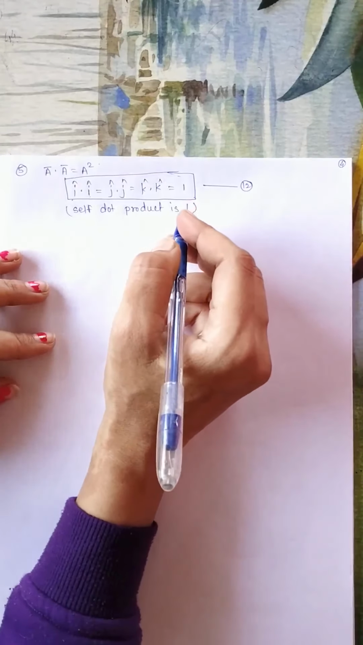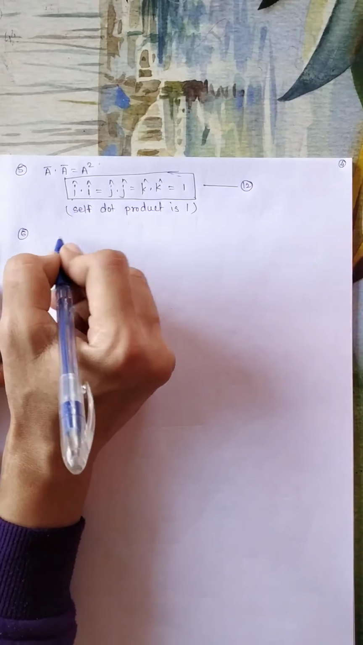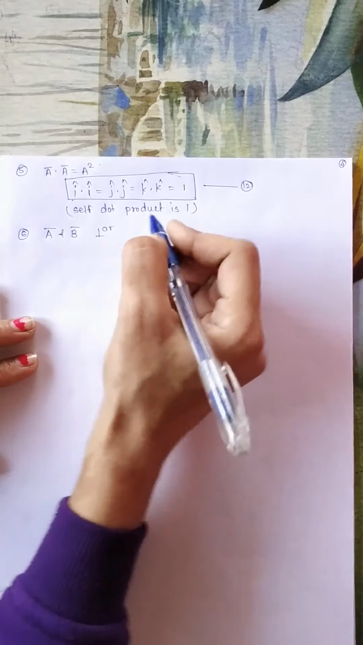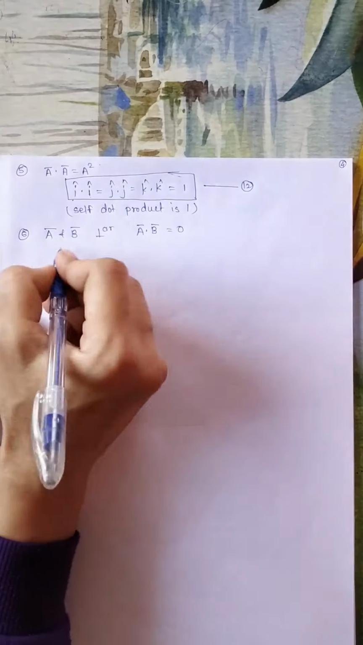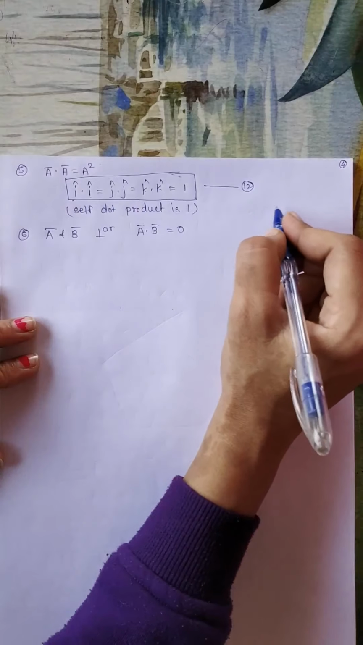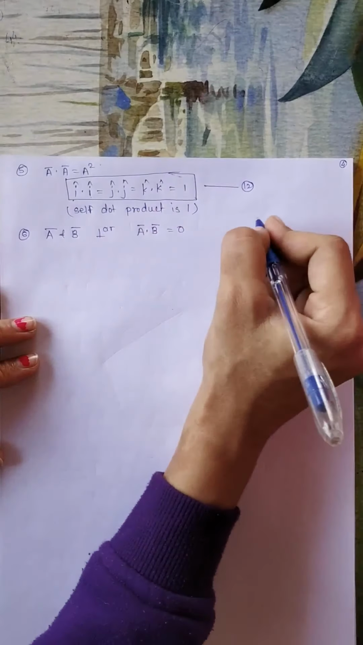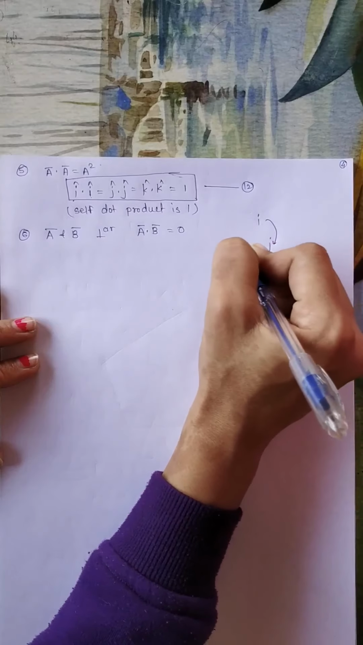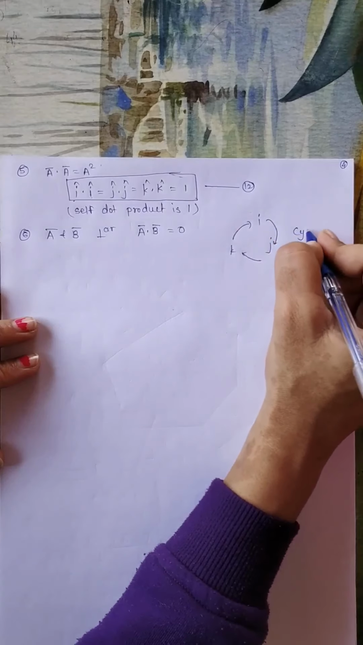Now from the third property, we know that when two vectors are perpendicular to each other, their dot product is 0. This comes from the second property. So here the angle between I cap and j cap, or j cap and k cap, or k cap and I cap. So here I, j and k. In this way you can maintain the cyclic order. This is known as cyclic order.